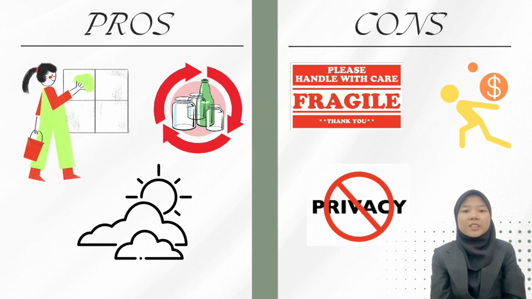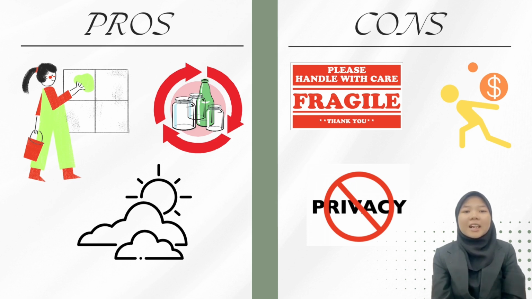For the advantages, glass allows natural daylight to enter buildings, which can reduce the need for artificial lighting. It has a clean and modern appearance, and it is easy to clean. Next, it is also resistant to moisture and most chemicals, and it is easily recyclable, making it environmentally friendly.